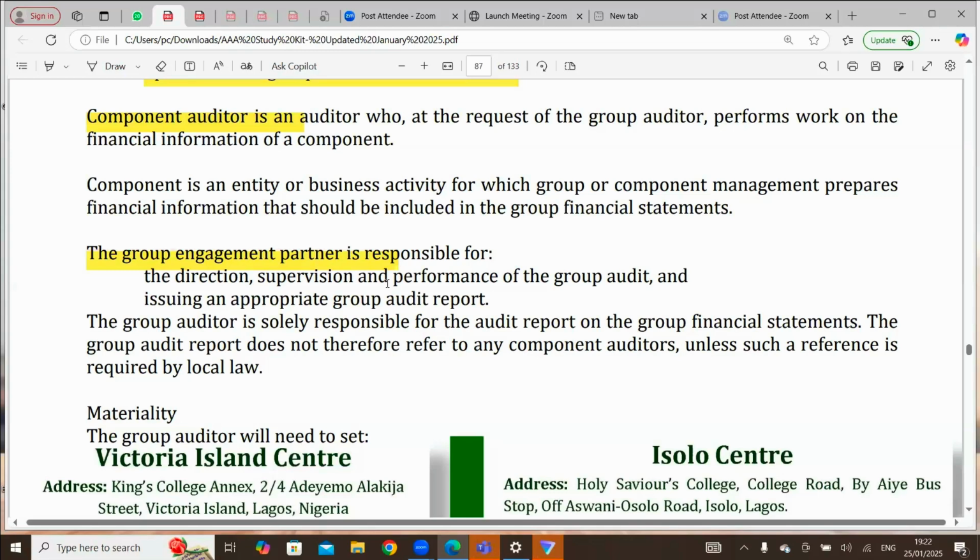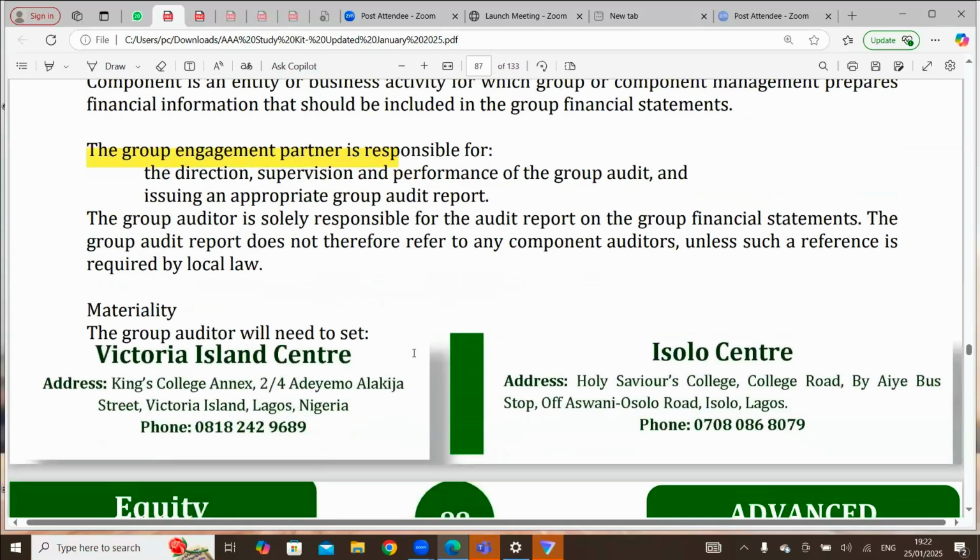You know, it is not everybody that goes on an engagement that basically signs the audit report, but this person will be responsible for the audit report in itself. Now we said the group auditor is solely responsible for the audit report of the group financial statement. The group auditor does not refer to any component auditor unless such a reference is required by law.